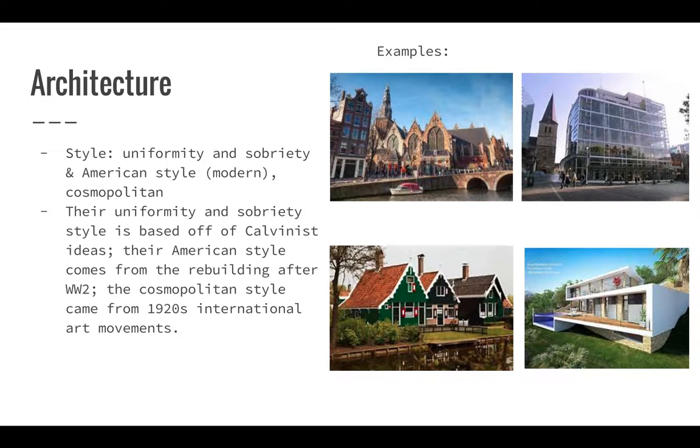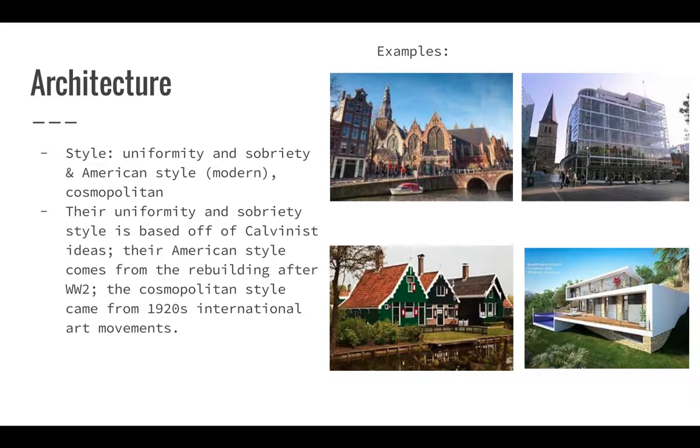Architecture. There are three main styles of architecture in the Netherlands: uniformity and sobriety, American style, also known as modern, and cosmopolitan. The uniformity and sobriety style is based on Calvinist ideas, whose ethos believes that order is cleanliness. The American style comes from the rebuilding after World War II. The cosmopolitan style came from the 1920s international movement in art.